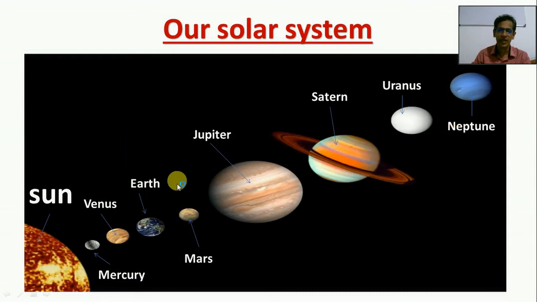The largest member in the solar system is Jupiter. The smallest member, Mercury. Second largest, Saturn. The planet located farthest from the Sun is Neptune. It is the coldest planet, Neptune. The planet with the highest temperature is Venus.